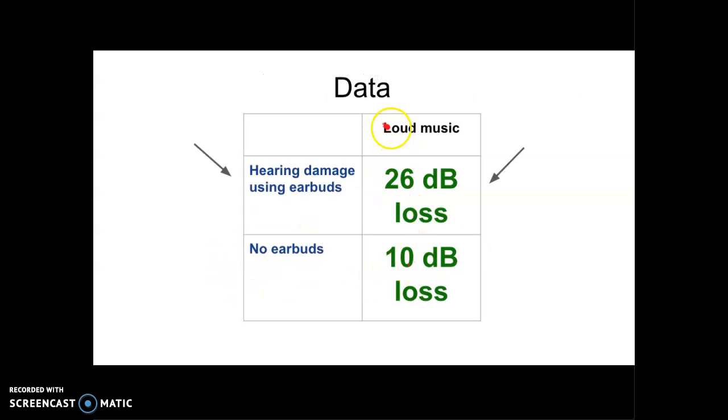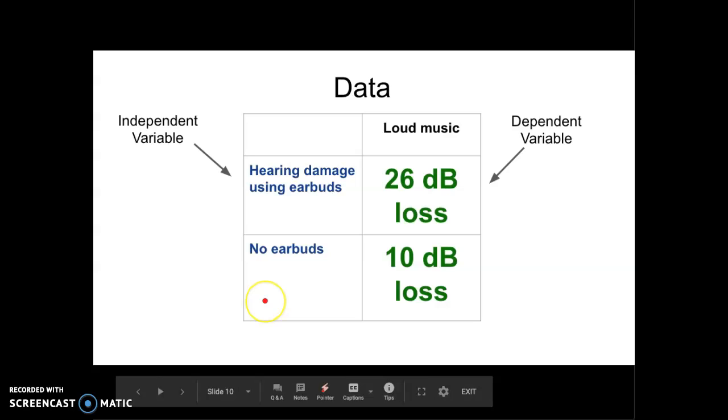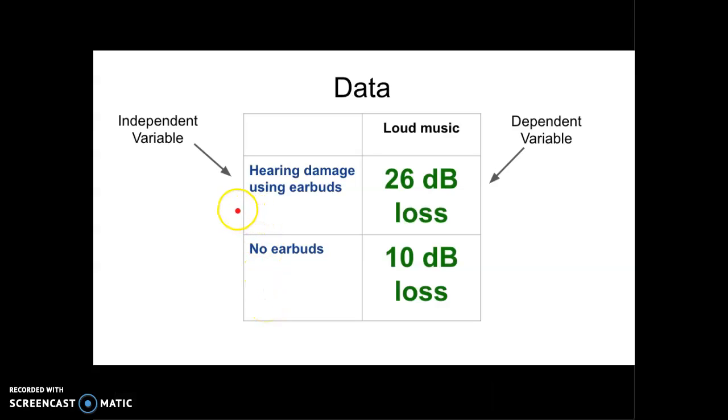Now let's look at the data. Now you'll see right away, Ms. H, this is all wrong. I know, I should change that. Keep forgetting to change that. The dependent variable is hearing loss. So it should say up here, hearing loss. The independent variable, what's causing the hearing loss, is earbuds or no earbuds.